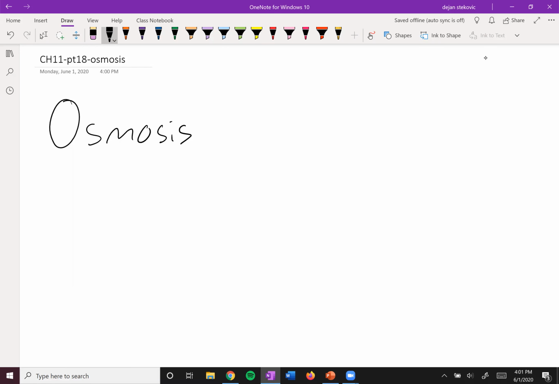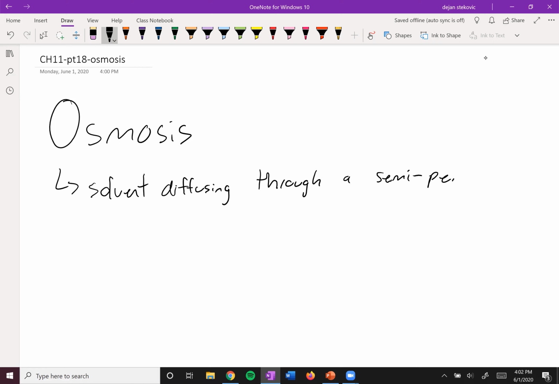All right, so our final colligative property is osmosis. Before we start talking about solutions and osmosis, let's first take a look at what osmosis is. Osmosis is defined as a solvent diffusing through a semi-permeable membrane.